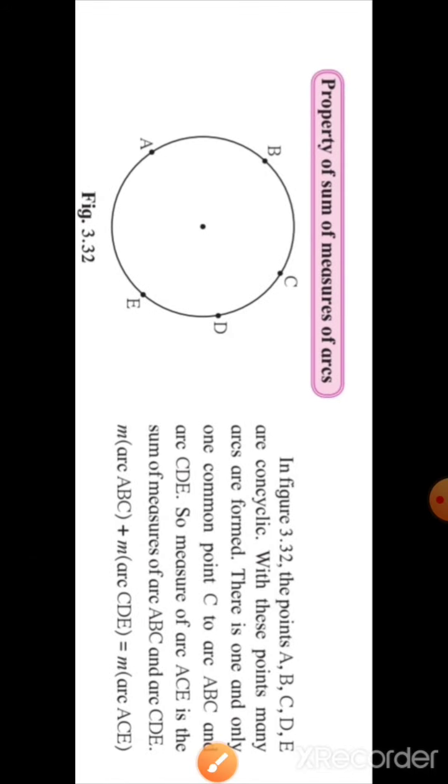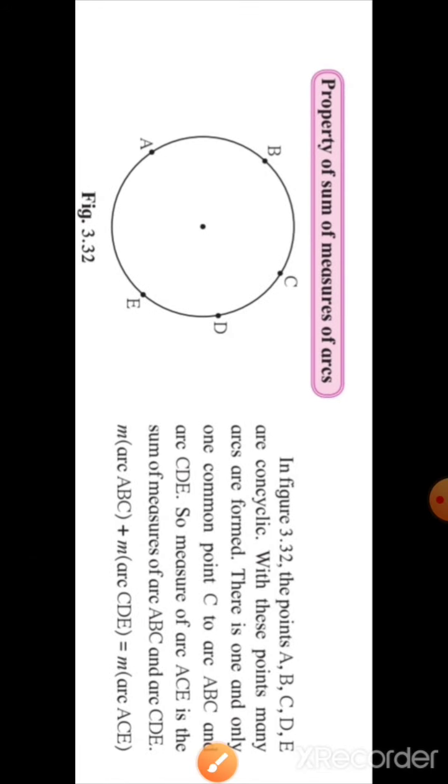So we determine over here that two arcs are congruent if their measures and radii are equal. Their measures and radii are equal. Now students, we will go to the next page.